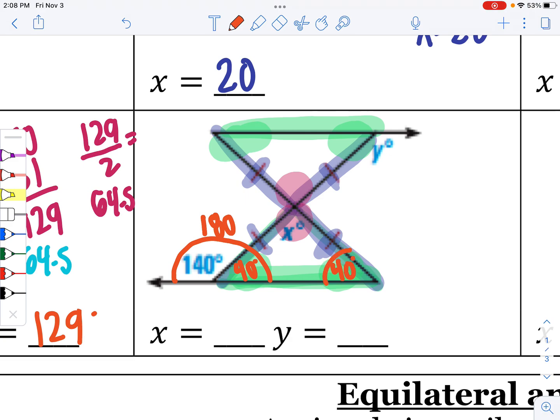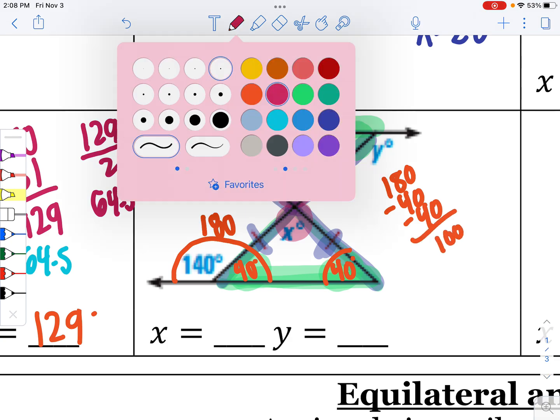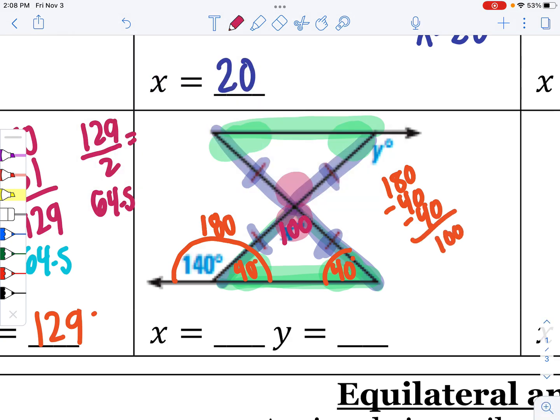That allows me to copy that into this base angle. I only could do that because this is isosceles because of those congruence markings. If I do 180 minus 40 minus 40, that gives me 100 degrees for that vertex angle. So if that vertex angle is 100 degrees, that's x.